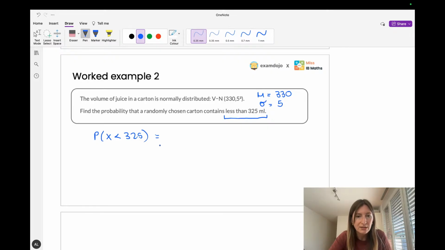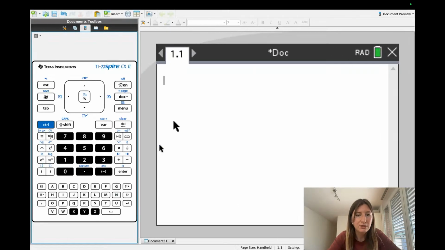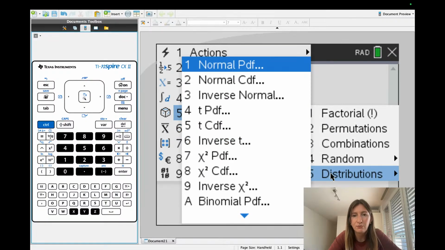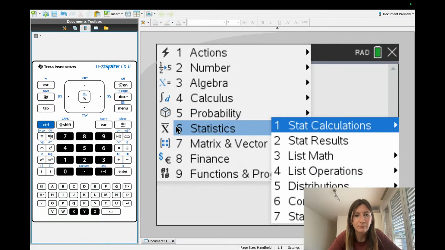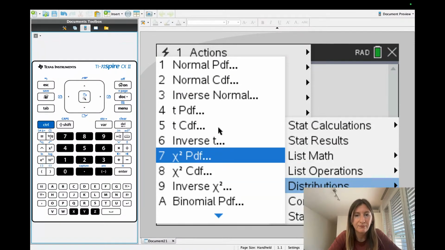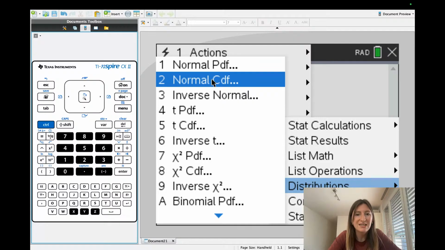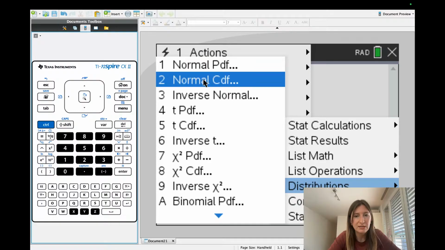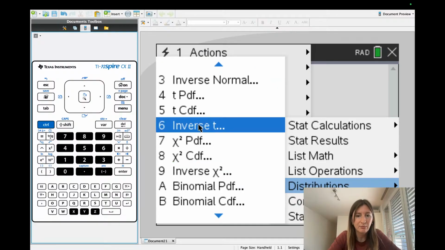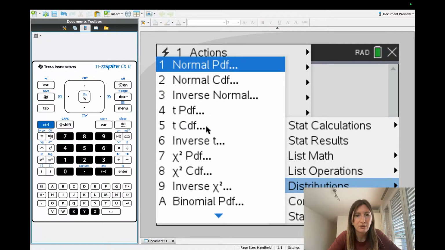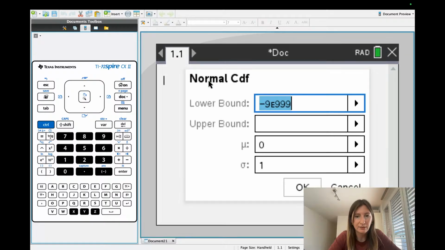And let me know if you need to see that, but I'll show you for mine. So we want menu. We want to go to probability distributions. We could also go to statistics distributions. Both are exactly the same thing. And we want normal CDF. In our exams, we're not going to use normal PDF. It's always going to be CDF. In discrete, in binomial, we use PDF and CDF, but not in normal. So we want normal CDF. Make sure that's what you click.